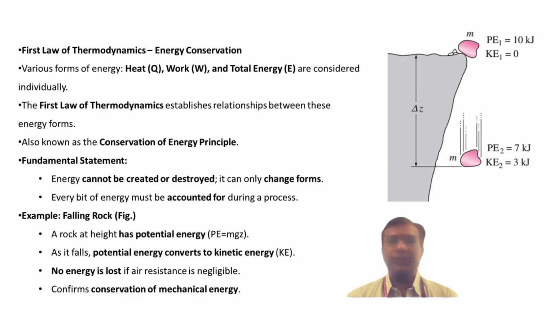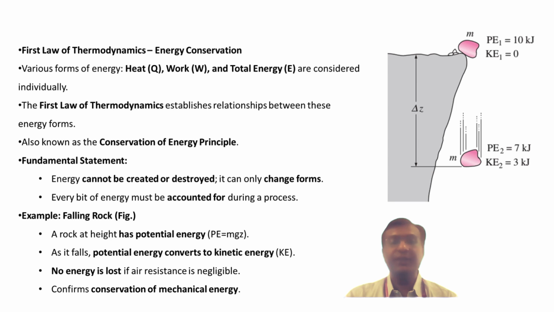The first law of thermodynamics states that energy cannot be created or destroyed. It can only change forms. This means that in any given process, the total energy within a closed system remains constant. Every bit of energy must be accounted for during any thermodynamic process.